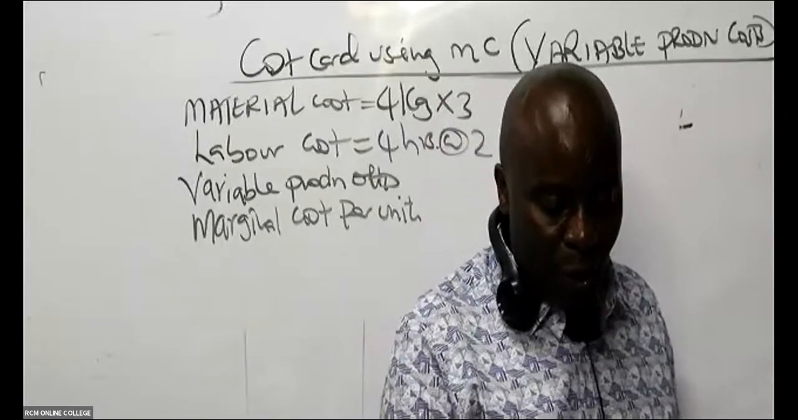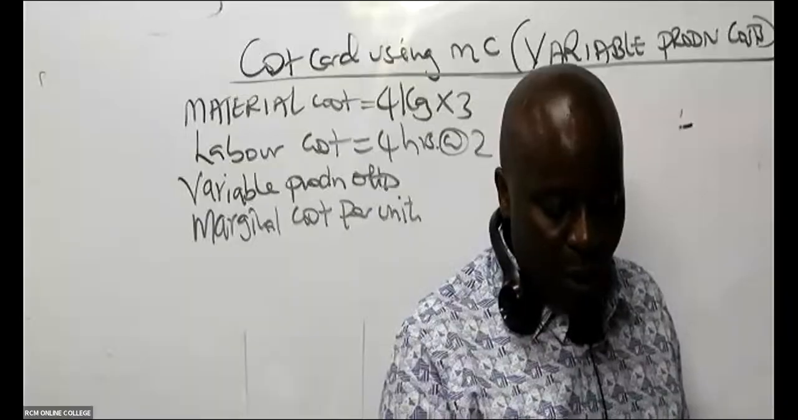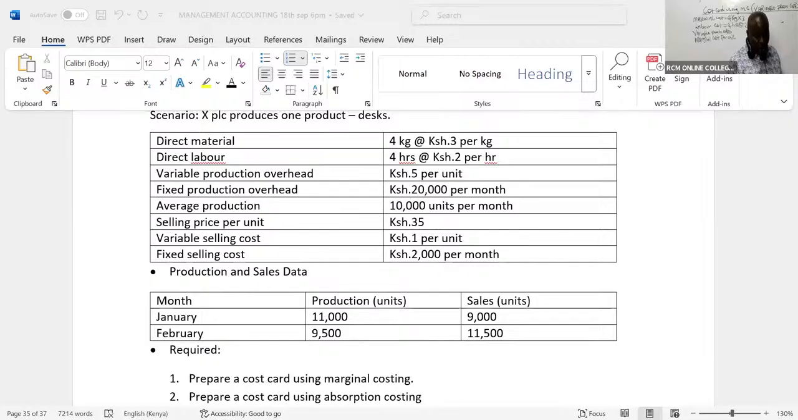Then we look at part 2 of this question. So part 2 of this question, my good students, what do they want me to do? They want me now to prepare a cost card using absorption costing. So under absorption costing, you absorb everything, production. So what do we do with absorption costing?